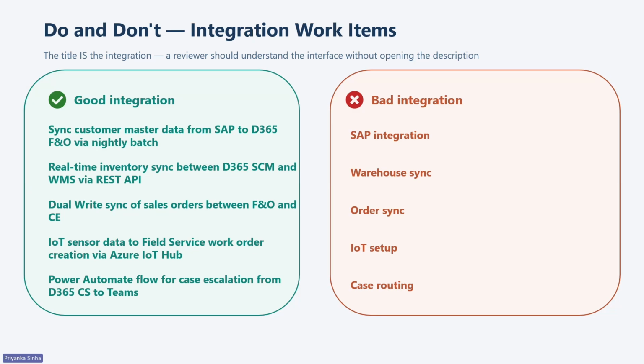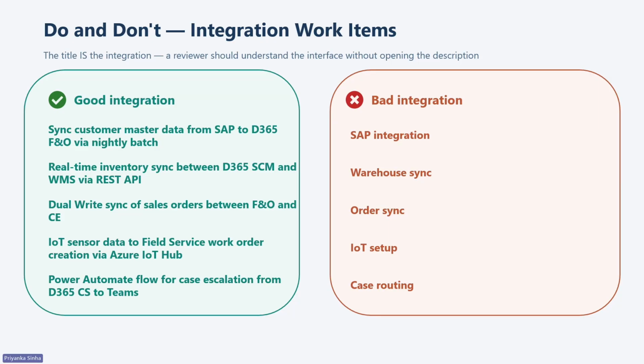Another one could be real-time inventory sync between D365 SCM and, let's say, WMS via REST API. Again, based on the title, we know the system, pattern, direction, and everything, right? Now, it is clear, specific, and the pattern is identified.